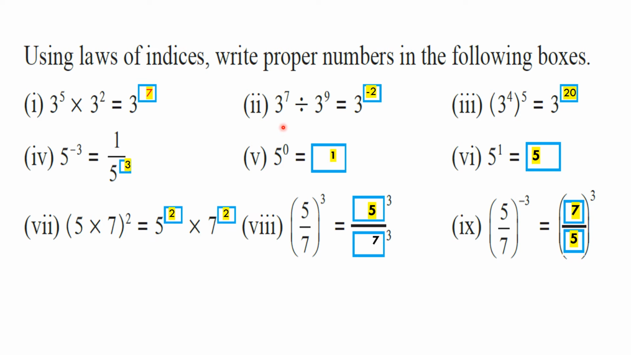Number 2, 3 raised to power 7 divided by 3 raised to power 9. Here we have to subtract 9 from 7, that is -2. The answer is 3 raised to power -2. Number 3, in bracket 3 raised to power 4 bracket complete raised to power 5. Here we will multiply 4 into 5, that means 20. 3 raised to power 20.